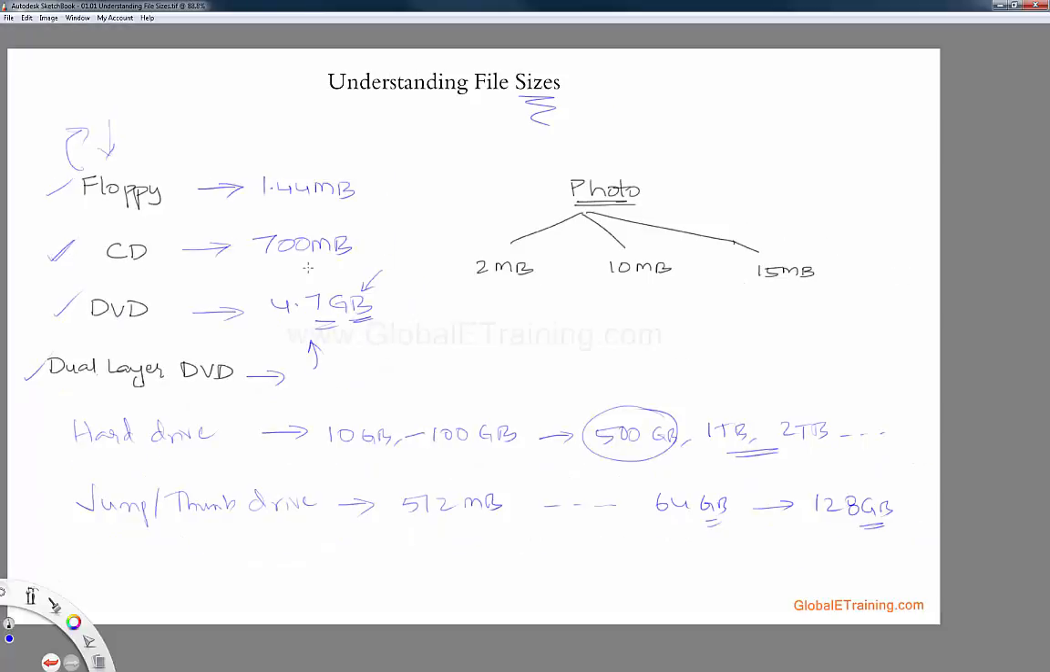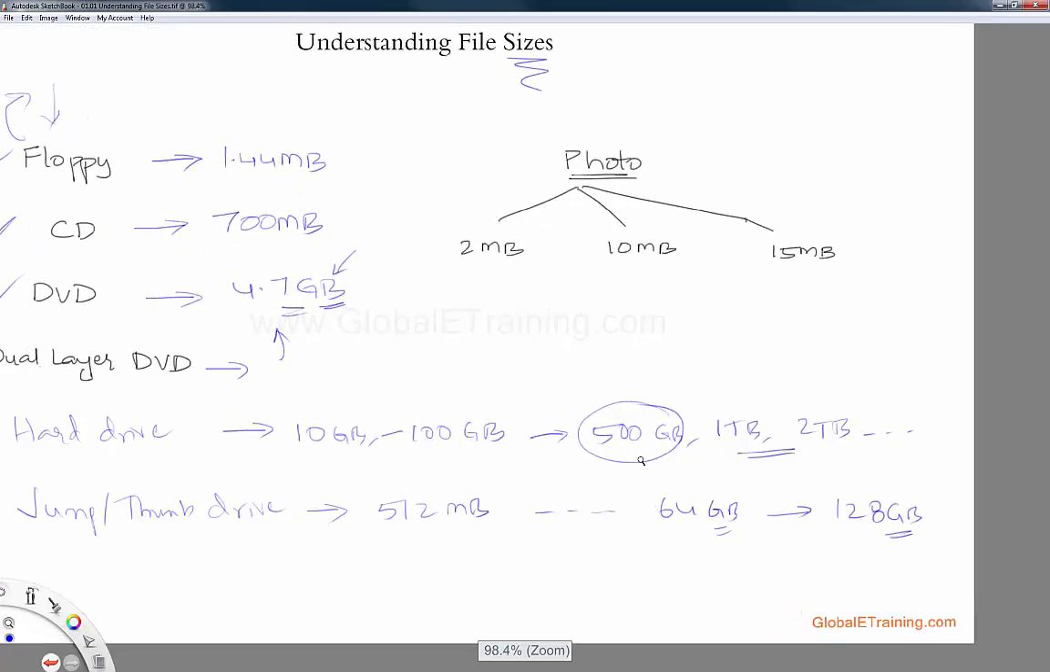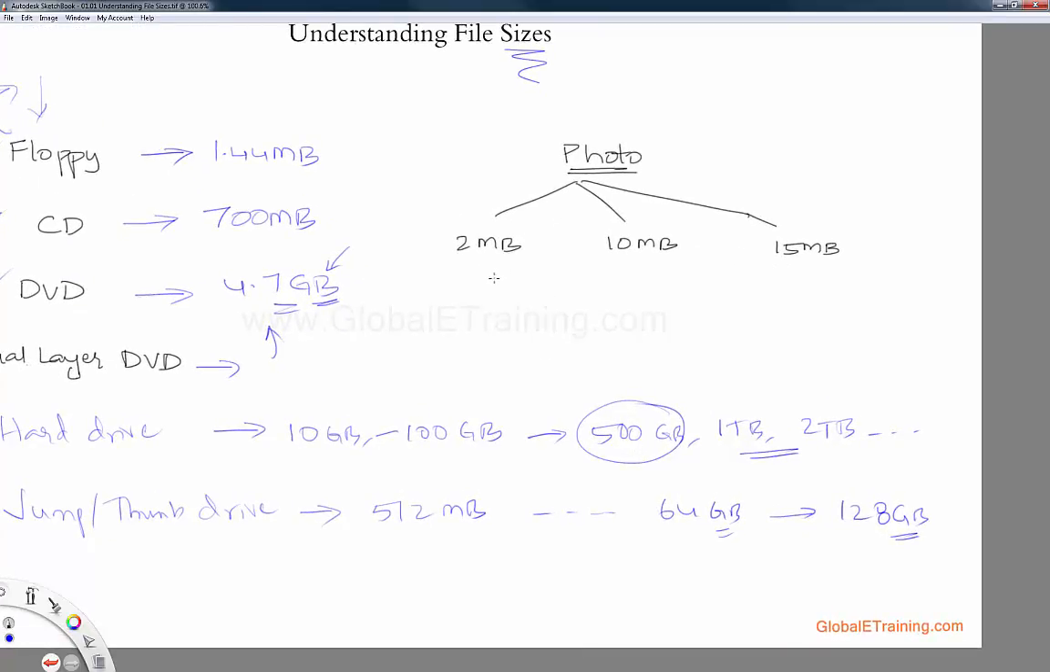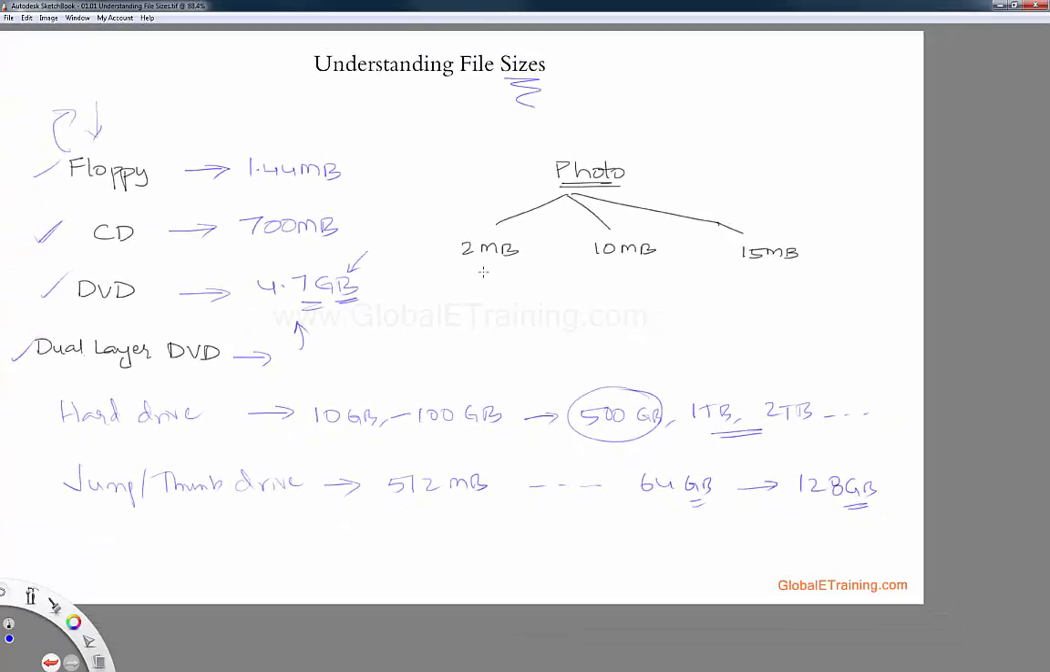Now let's see what it means in terms of file size. Oh, let me resize this. Say, for example, you use your digital camera and start taking pictures. If your digital camera is less than 5 megapixel, then your file is typically around 2 MB or less. And if you have a 10 megapixel camera, you're looking at file sizes ranging from 5 to 15 or 20 MB. It again depends on your camera settings.